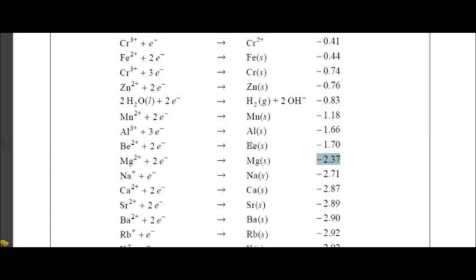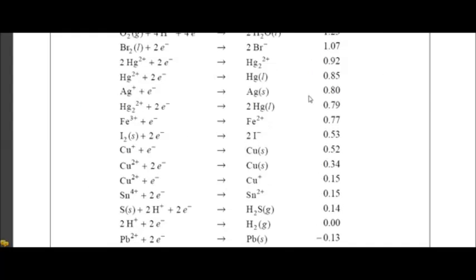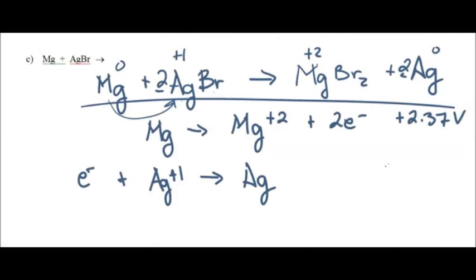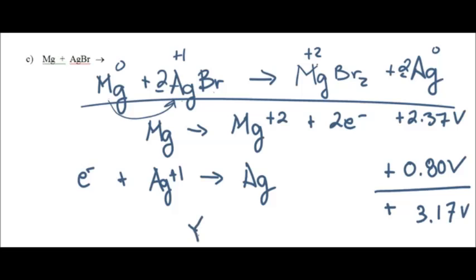So when we come over to silver, and that's near the top, it has a positive 0.8 voltage. So very positive here. So we have a positive, what is that, 3.17 voltage. So yes, this reaction will take place.